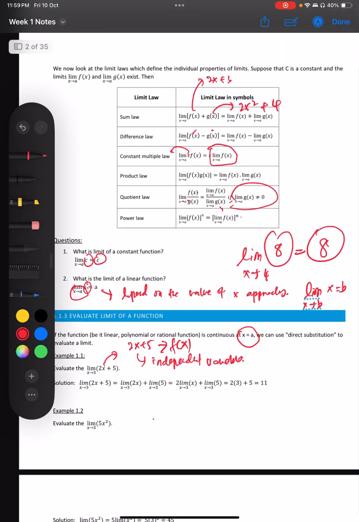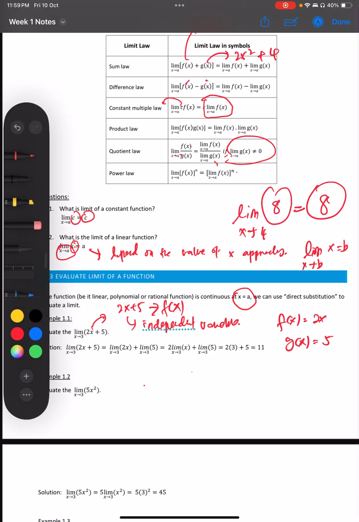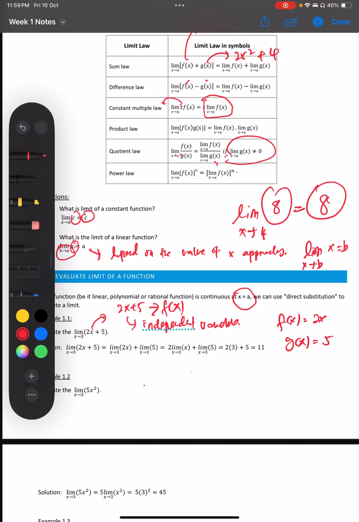2x plus 5. For this case, f(x) is 2x, g(x) is 5. So what we can do is separate it, like this: the limit of 2x as x approaches 3, plus the limit of 5 as x approaches 3. As I mentioned, if you have a constant like this, it's a number, there's no x here, there's no independent variable here, you will always get that number, which is 5, right?